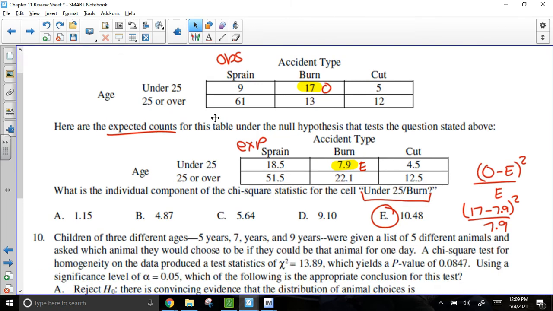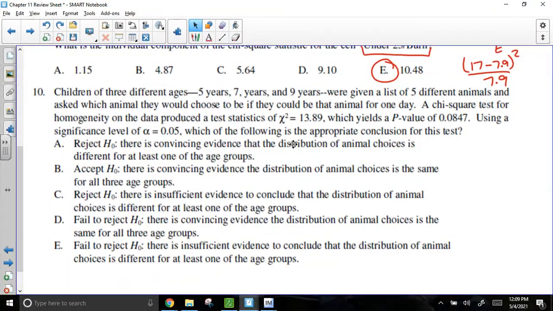Okay, let's look at the very last multiple choice question. Children of 3 ages, 5, 7, and 9, were given a list of 5 different animals and asked which animal they would choose if they could be that animal for one day. A chi-squared test for homogeneity on the data produced a test statistic of chi-squared equals 13.89, which yields a p-value of 0.0847. Using a significance level of alpha of 5%, which of the following is the appropriate conclusion for this test?